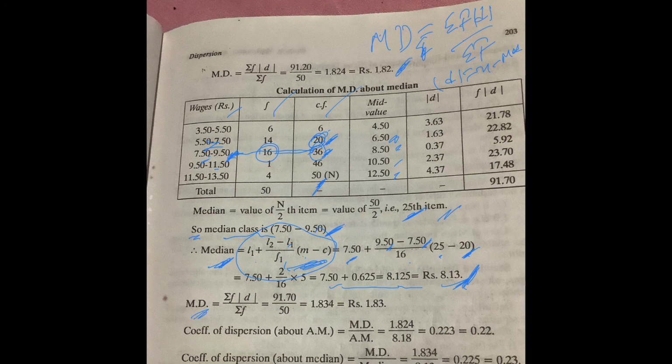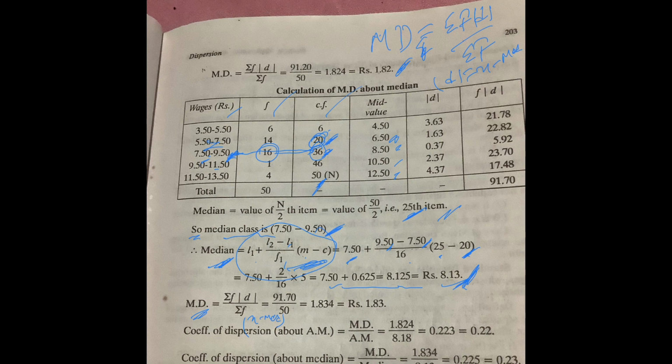MD about median, mean deviation about median, is equal to summation of f d modulus divided by summation f. You need d modulus. D modulus is what? X minus median. So d modulus is equal to x minus median. X is this, we have calculated the mid value for this only. Mid value x is this, x minus median.